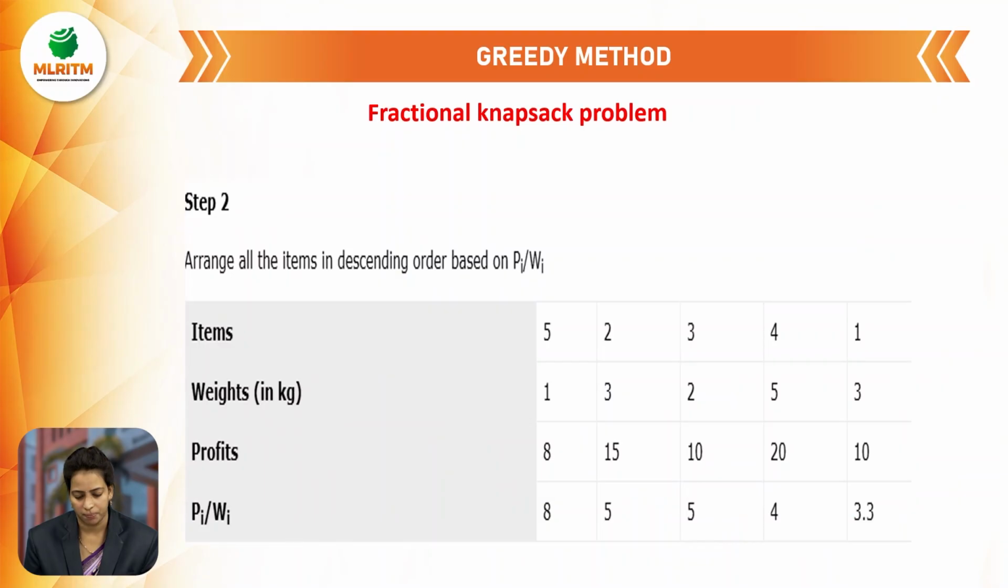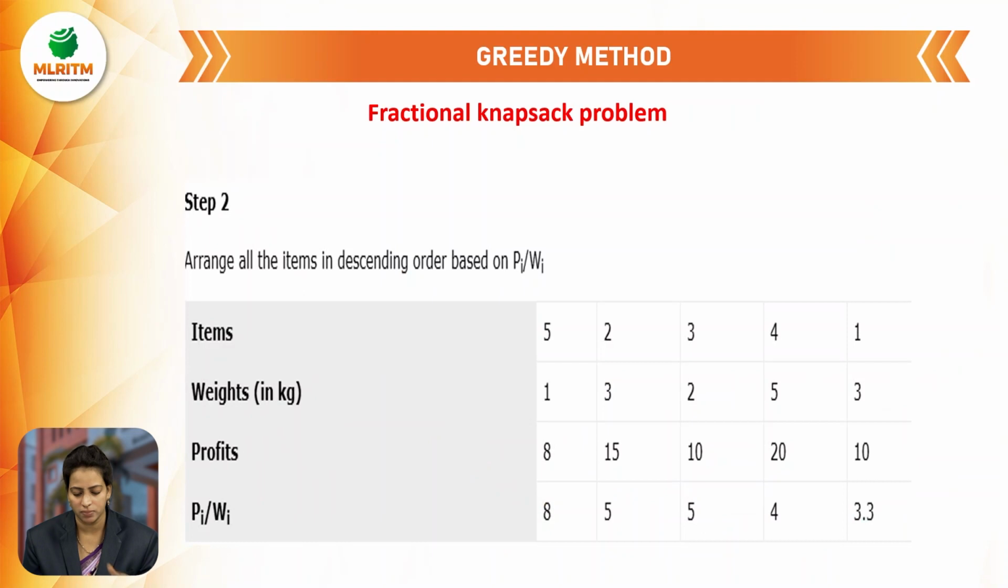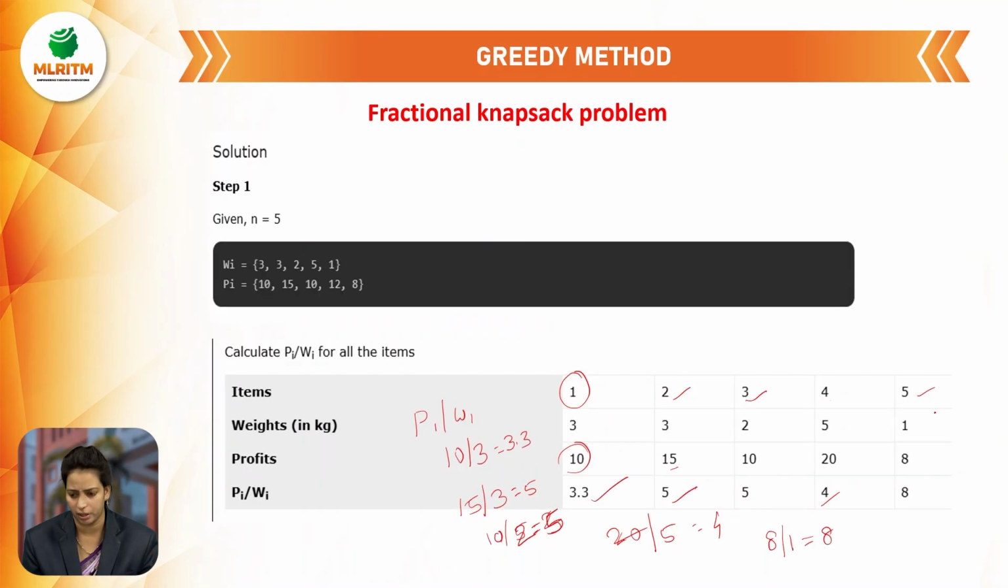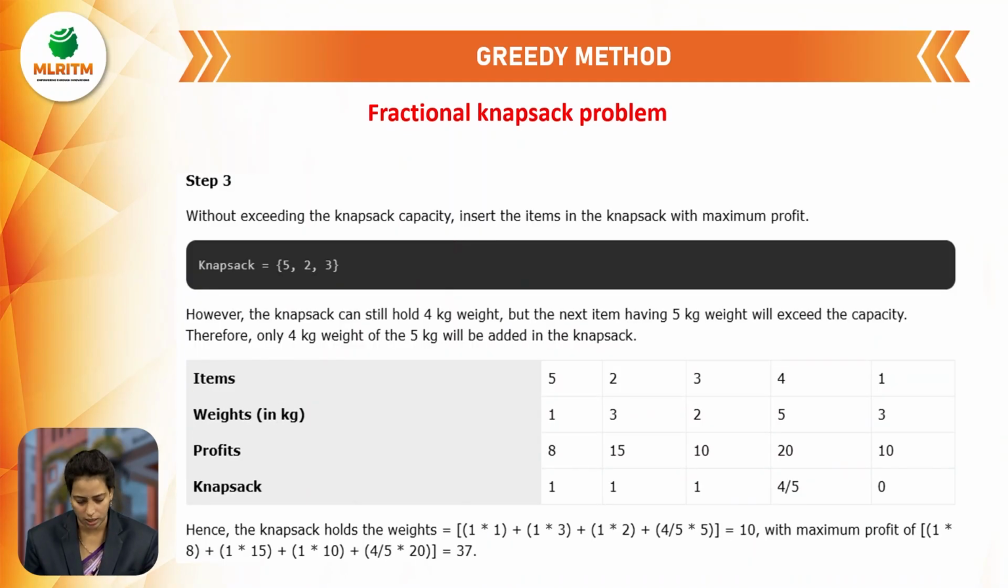Next, arranging these items in decreasing order based on their Pi by Wi ratio. The next step of the algorithm is decreasing order. So we arrange all the items in decreasing manner based on which criteria? Pi by Wi ratio, which we calculated previously, right? Which order do we consider? Decreasing order, based on the Pi by Wi ratio. Which one is the highest?